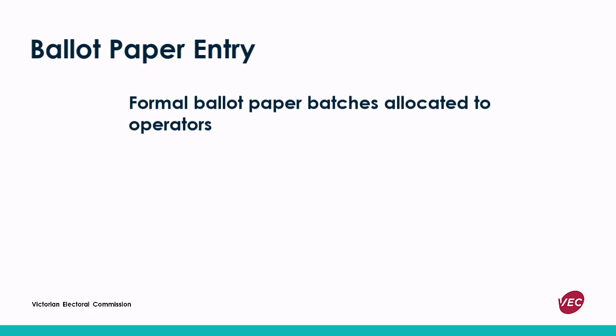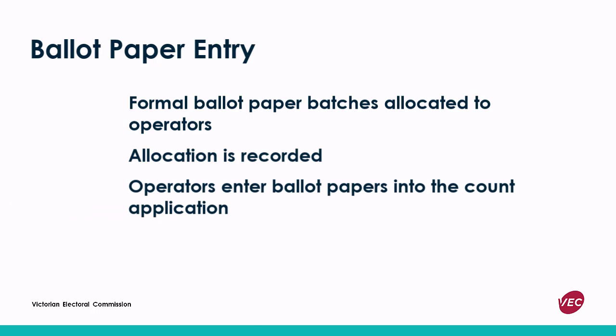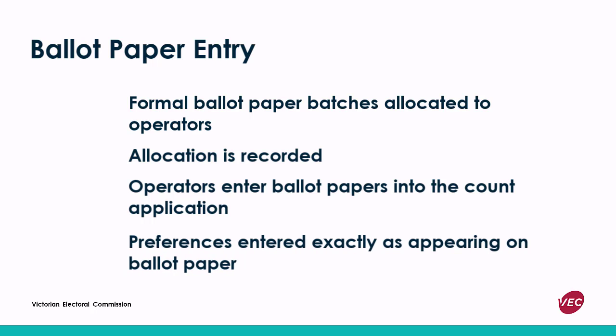Batches of formal ballot papers will be allocated to data entry operators. They may receive more than one batch at a time. Batch allocation is recorded by the computer count team leaders. The record includes the data entry operator's computer identifier and the unique batch number so that any batch can be traced at a given time. Data entry operators will enter ballot papers under their batch identification number into the computer count application. Ballot paper preferences are entered exactly as they appear on the ballot paper. Data entry operators receive clear instructions to key it as they see it.